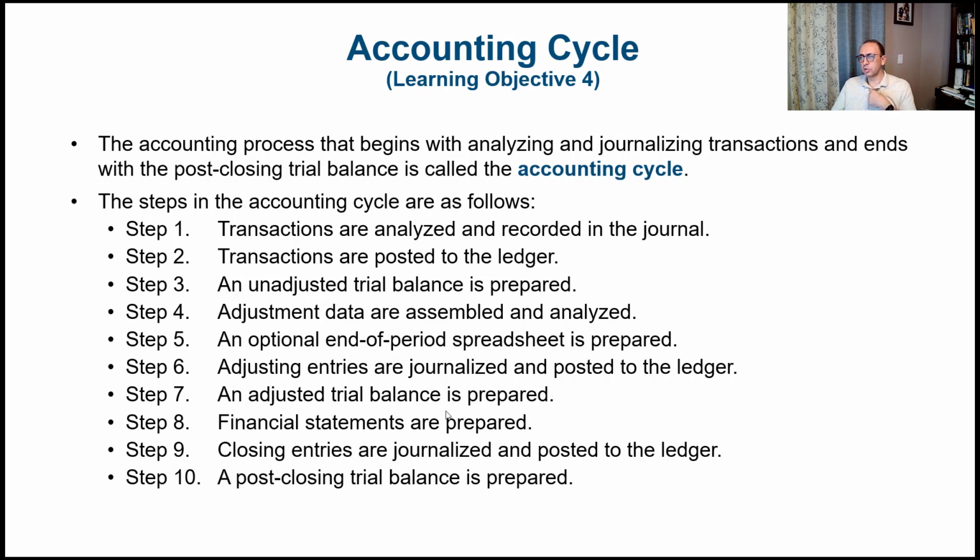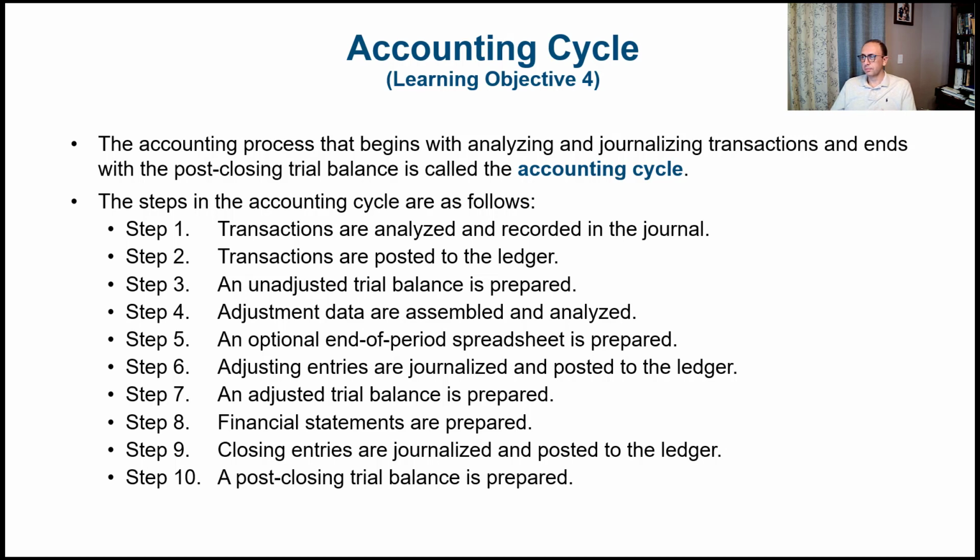Then we prepare the adjusted trial balance. And using the adjusted trial balance, we prepare the financial statements, starting with the income statement, statement of stockholders' equity, and then the balance sheet. And then we have another statement, which is the statement of cash flows, which does not rely on the adjusted trial balance. Then in step number 9, we close the entries. We have the closing entries, where we journalize them and post them to the ledger. And then finally, we prepare the post-closing trial balance.